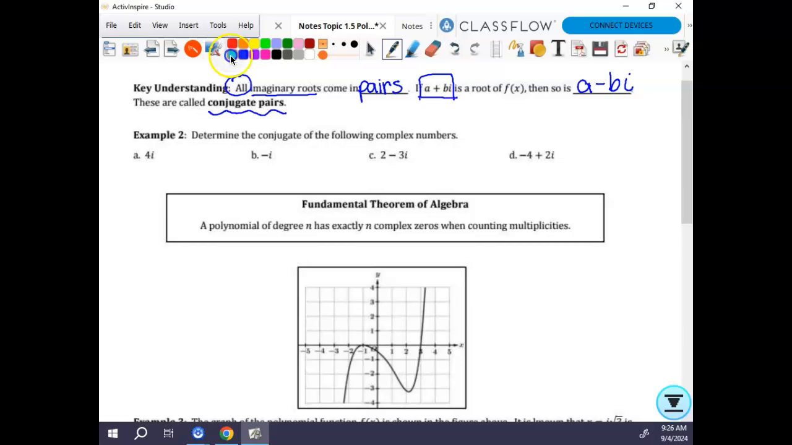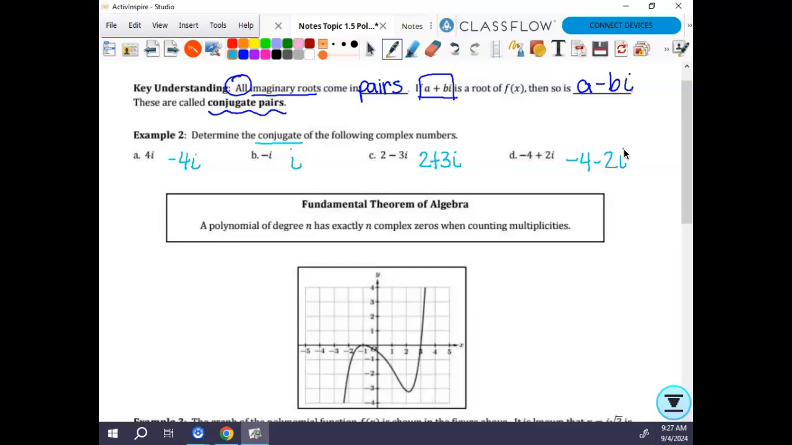So we're going to determine the conjugate of the following complex numbers. If 4i exists, then negative 4i has to exist, right? That's its conjugate pair. So B, I have negative i. What's its conjugate pair? i. C, I have 2 minus 3i, which means I also have 2 plus 3i. D, I have negative 4 plus 2i, which means I also have negative 4 minus 2i. Notice you're only changing the sign on the i part, not the other part if there's another part. Easy enough? They come in pairs.